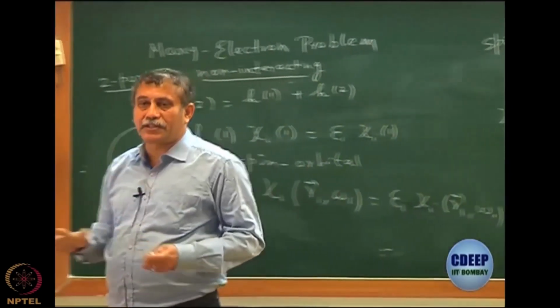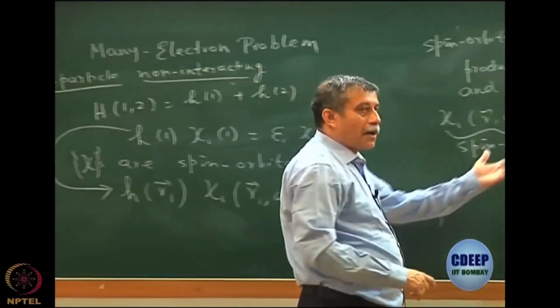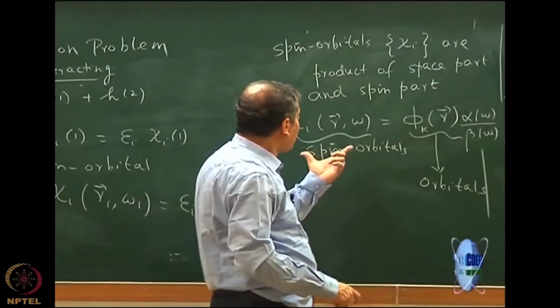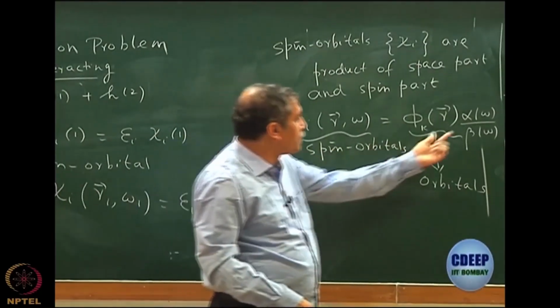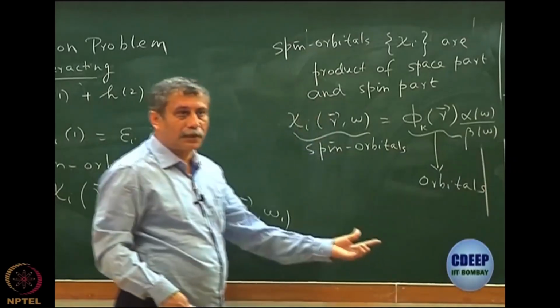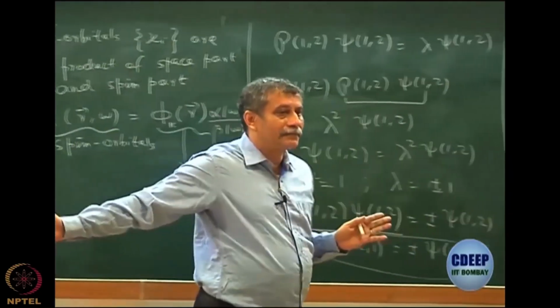So, please make sure that you understand the symbols. When I say orbital, that means it is just the space part. When I say spin orbital, it has the space part multiplied by the spin part, and this is just the spin function. So, you do not have to bother about this. The space and spin, there is no coupling in my Hamiltonian.